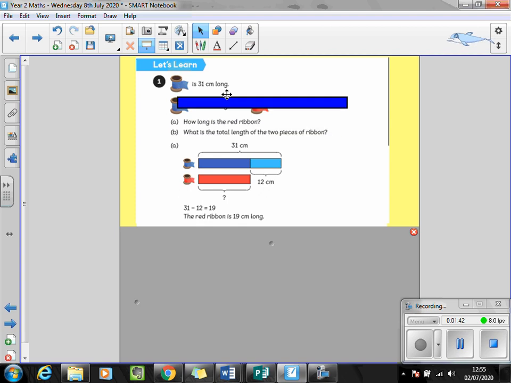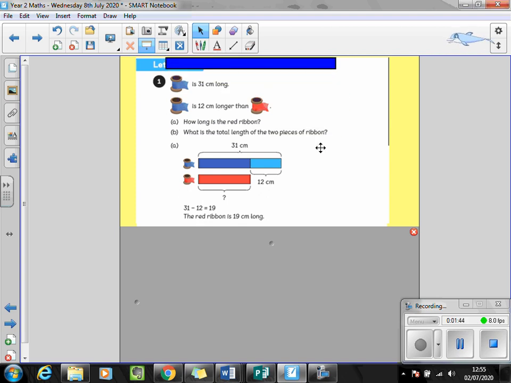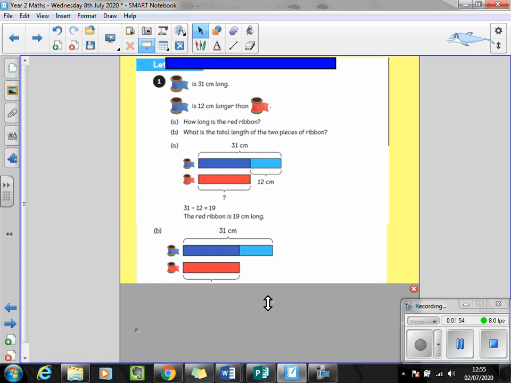Now, if we look at question B, can we find out what the total length of the two pieces of ribbon are? So remember, the red ribbon is 19 centimetres long. Now, using this picture, pause the video and see if you can solve that problem.